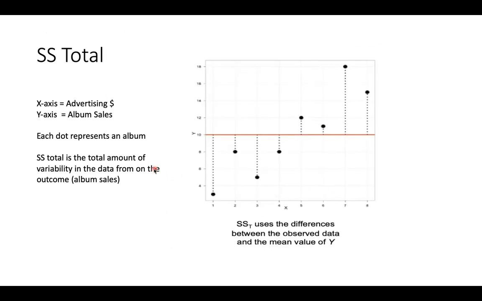So, sum of squares total. Let's put it into our example. Each black dot has a score on the x-axis, which is advertising dollars, and a score on the y-axis, which is albums sold. Each dot represents an album. And so we can think about the total variability, the sum of squares total, as being how far each of these points drift from the mean of our outcome.